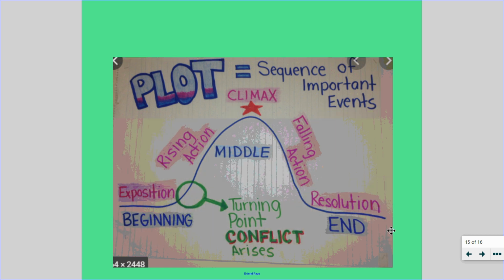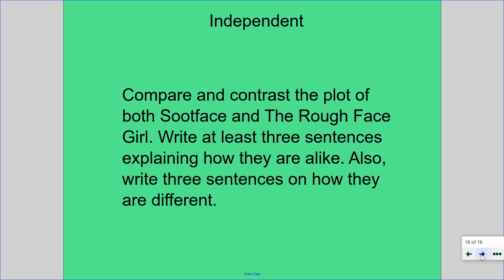So a challenge for you would be to see if you can do the same arc for the Rough-Faced Girl. And if you can, upload that or email it to your teacher, and that's just a fun little bonus activity that you could do to show us that you understand plot. But we are really focusing on comparing and contrasting.